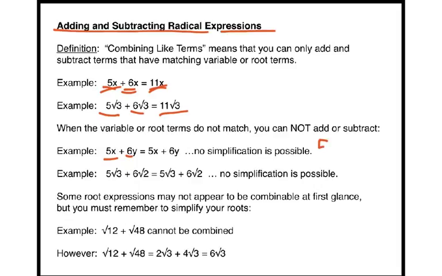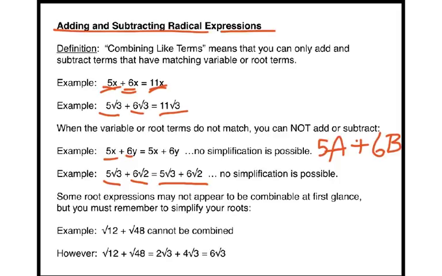It's like saying 5 apples plus 6 bananas. Well, you really can't say anything about adding apples plus bananas. You could say 11 pieces of fruit, but then you lose the specificity of the fact that there were 5 apples and 6 bananas. So we do not combine those terms. Likewise, 5 root 3's plus 6 root 2's, well, those are different roots. So you do not combine the terms at all. You just leave it as it is.